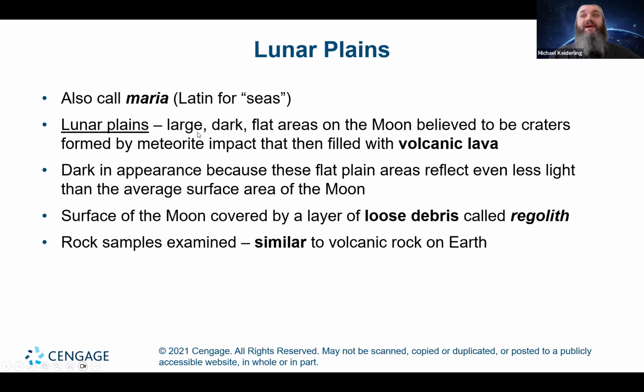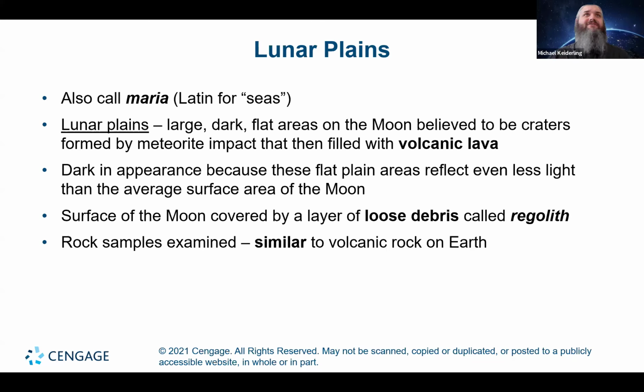There are also lunar plains. These are also called maria, Latin for seas. These are large, darker areas on the moon that are believed to be craters formed by a meteorite impact that caused cracking, which then flooded with volcanic lava.